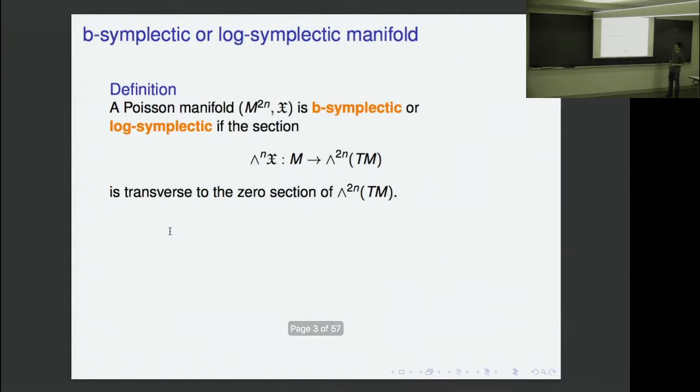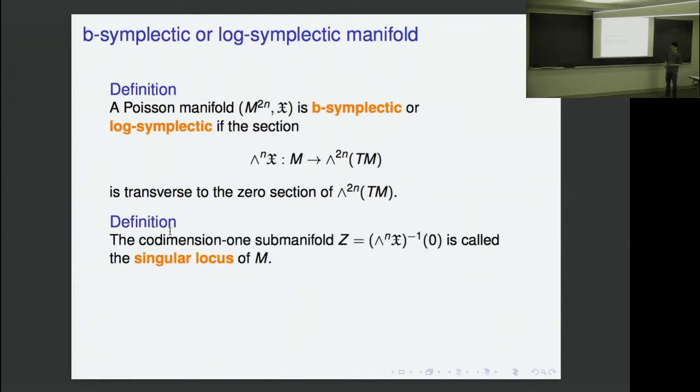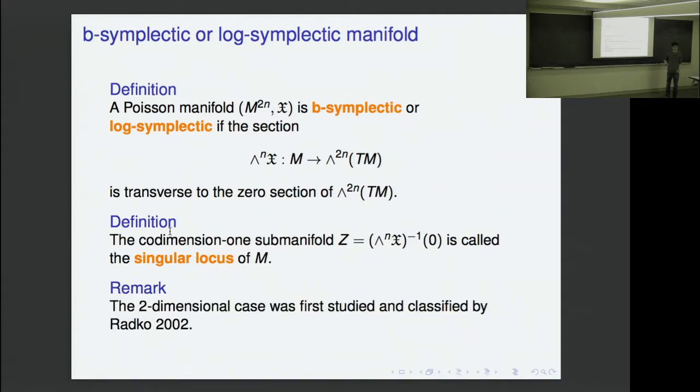Using this notation, we say that a Poisson manifold is b-symplectic, or log-symplectic, if it's even dimensional, and if the wedge power of π with itself gives a transversal intersection with the zero section of this canonical line bundle. And then the transversality gives us the intersection to be a codimension one submanifold, and this is called the singular locus of the b-symplectic manifold. The two-dimensional case was first studied and classified by Radko in 2002.